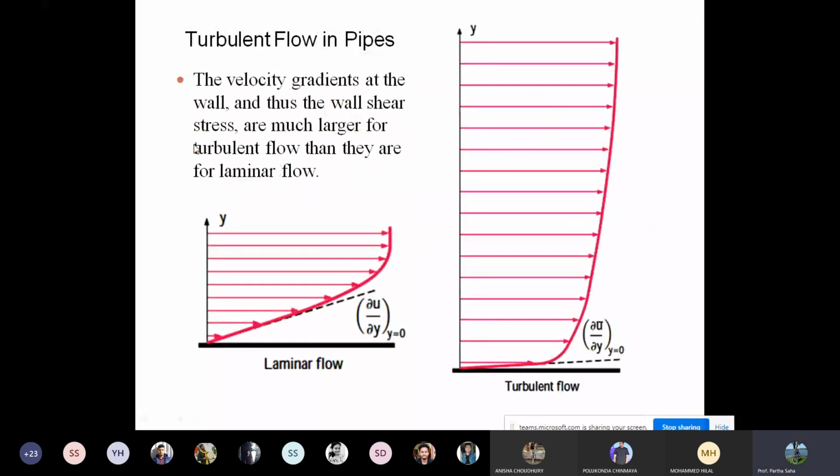Now, the most important thing: if you closely monitor the velocity behavior between a laminar flow and a turbulent flow, you must observe that in the turbulent flow the velocity gradient is very steep compared to the laminar flow. As you can see, this is a laminar flow, it is not so steep, but in turbulent flow the velocity profile is very steep in nature, because there is always fluctuation in the y direction. And obviously, the wall shear stress is very large for turbulent flow compared to laminar flow.